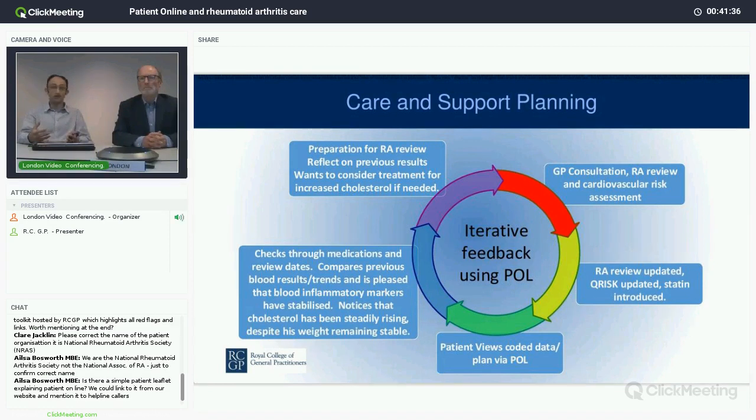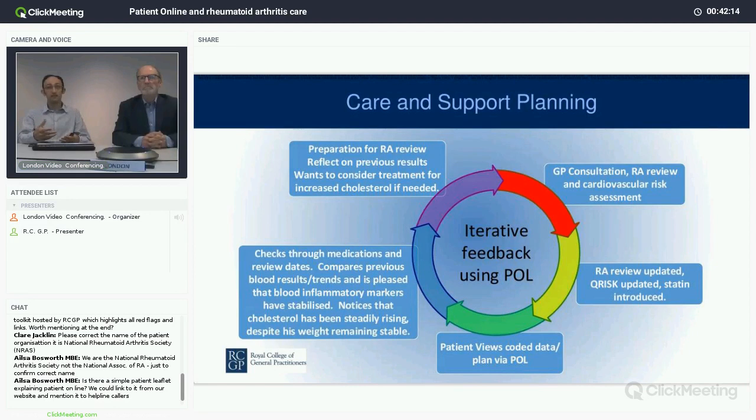So this is now the focus of the consultation, his cholesterol. He understands that his rheumatoid is controlled, so the GP can focus on the other areas, and it's a more focused review, and he can go through other aspects that may be particularly important to him now. Seeing his raised cholesterol, he can do a cardiovascular risk assessment, Q risk, etc. That's normally indicated in this sort of scenario. In this scenario, for instance, the GP may say his Q risk is elevated and a statin should be introduced.